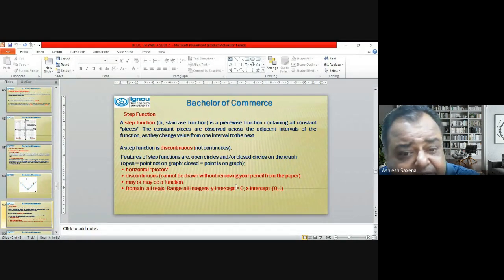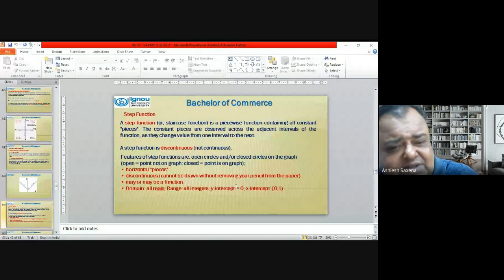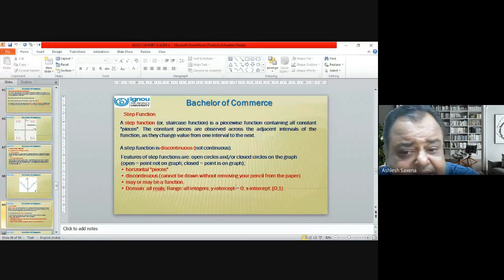Features of step functions are open circles or closed circles on the graphs. Open circle means the point is not on the graph, closed means it is on the graph. It's not a continuous function. It has horizontal pieces, is discontinuous, may or may not be a function, its domain is all reals, and its range is all integers. Y-intercept is 0, x-intercept is 0.